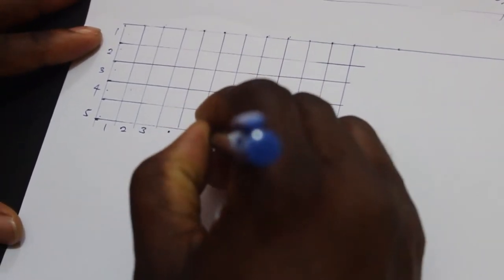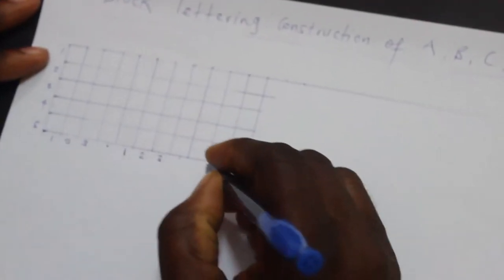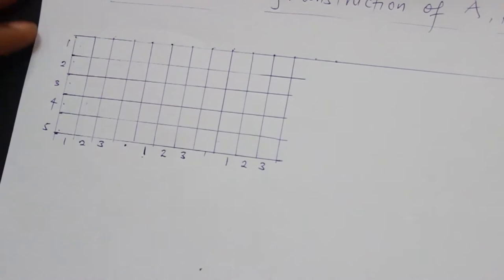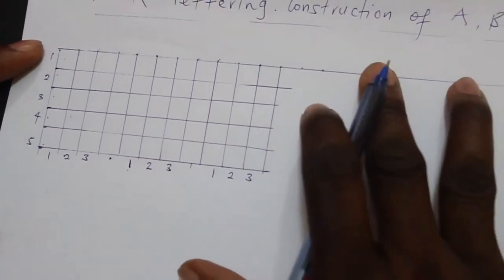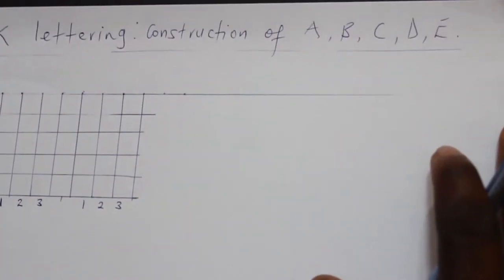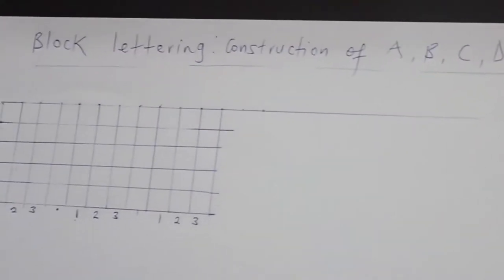So for the second one, I have 1, 2, and 3. This will be a space. 1, 2, 3. Alright. So this is what I want everybody to do. Draw these continuous squares in your books, and then you have to construct the alphabet inside these squares.